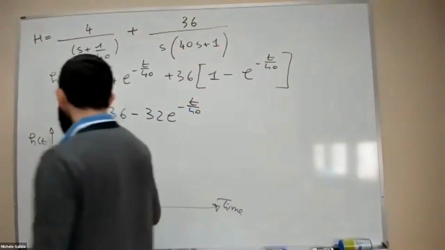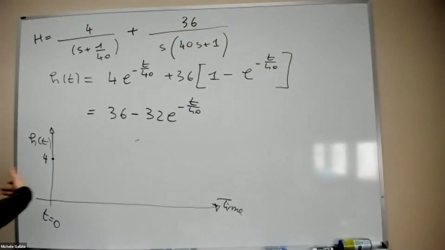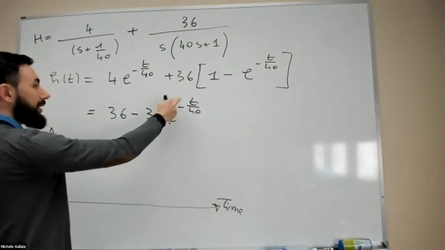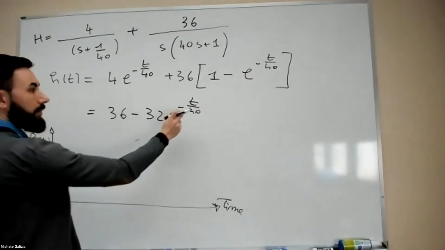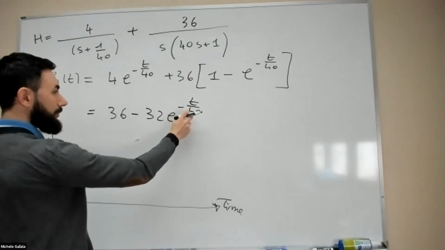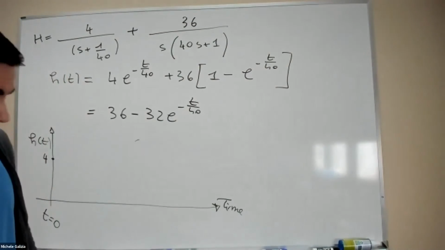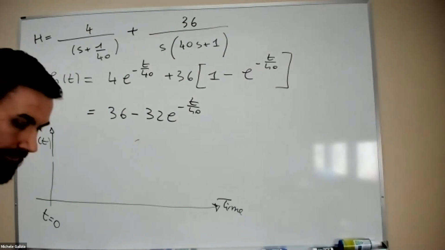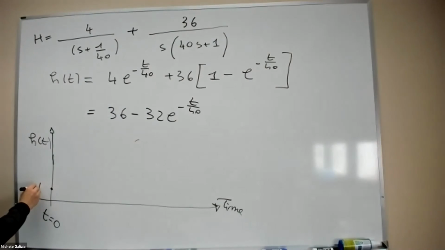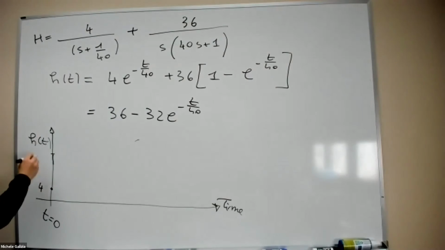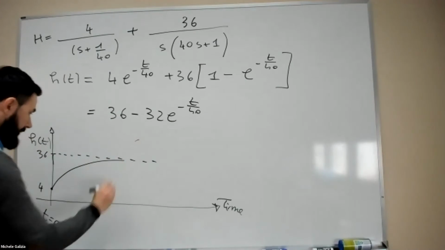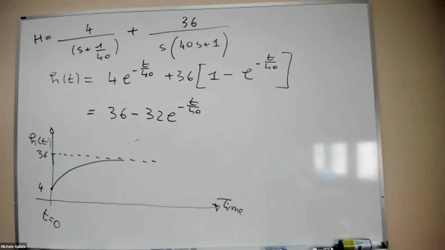What if we consider a long time? When time goes to infinity, where does this go? To 0. And so the asymptotic level is 36. 36. Don't be shy, guys. So basically the level will change in this way, it will go up.